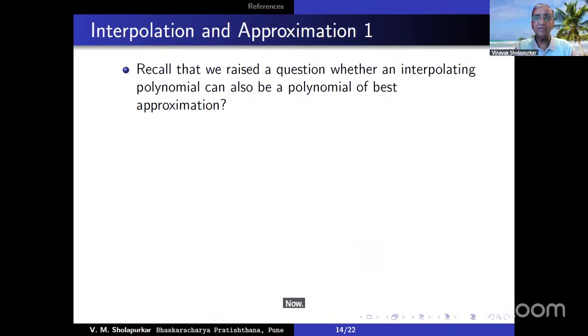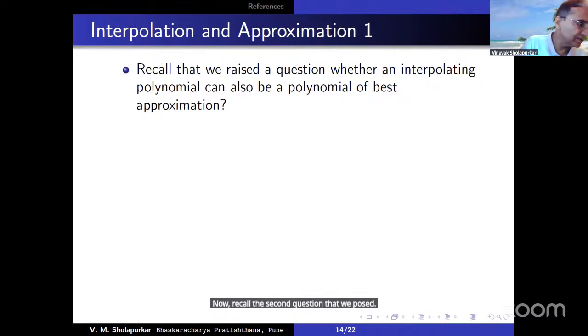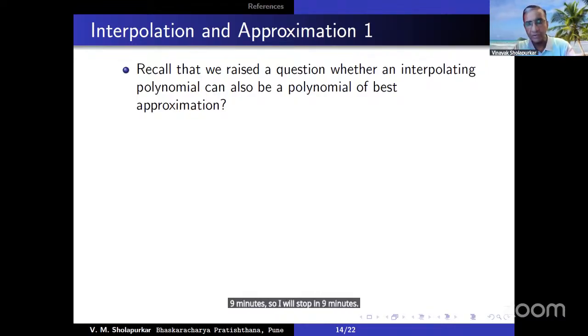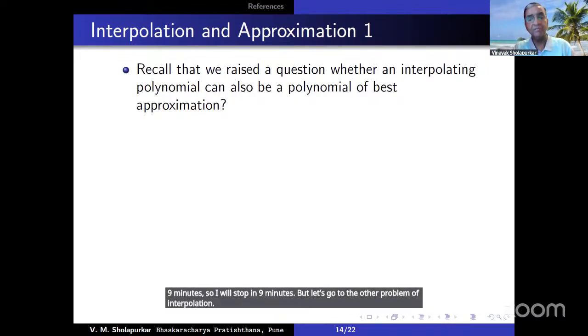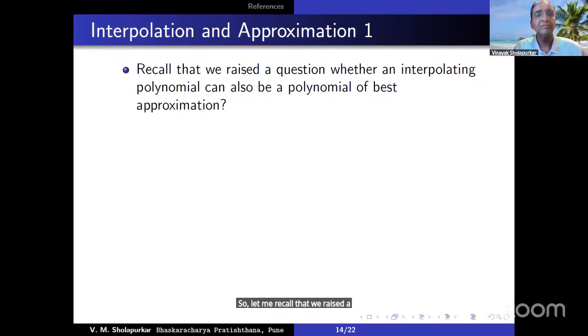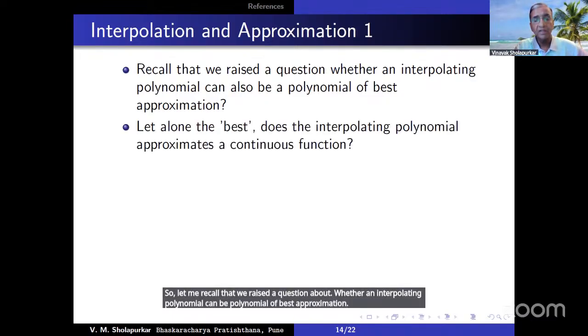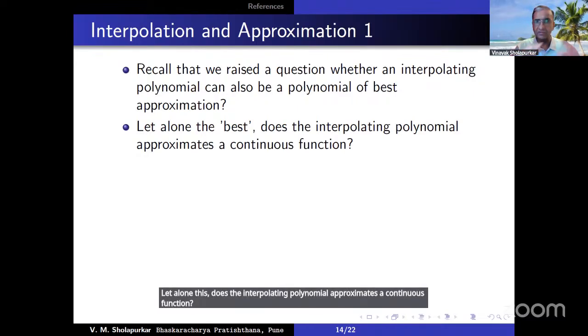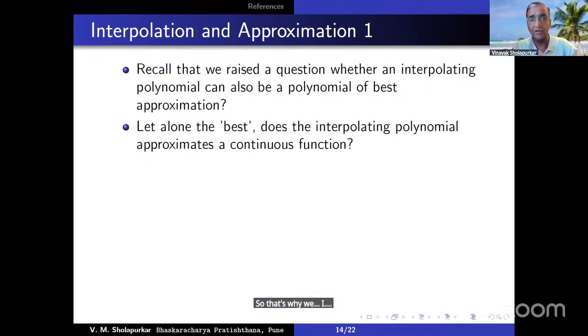Now recall the second question that we posed. I have another 10 minutes maybe, so 9 minutes, so I will stop in 9 minutes. But let's go to the other problem of interpolation. So let me recall that we raised a question about whether an interpolating polynomial can be the polynomial of best approximation. Let alone best, does the interpolating polynomial approximate a continuous function? So that's why I noted earlier also that in between nodes anything can happen. So we wonder whether the interpolating polynomial will be, first of all, an approximation.